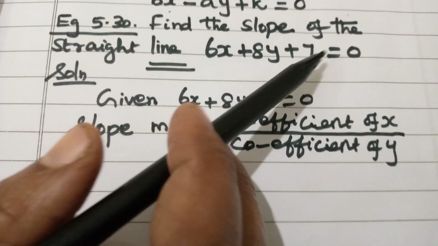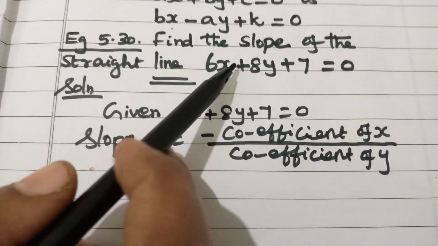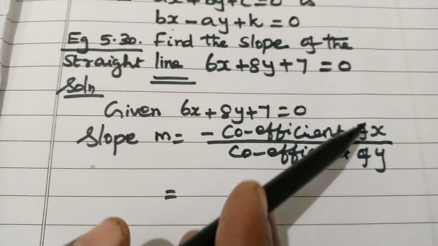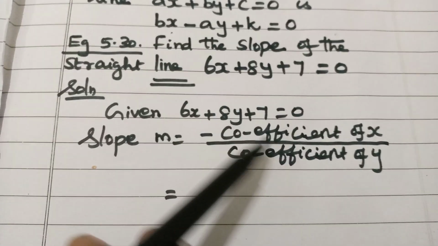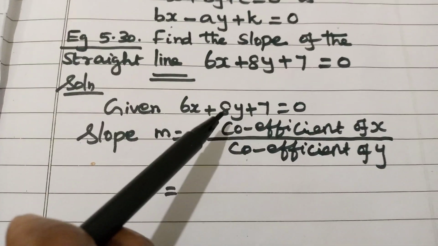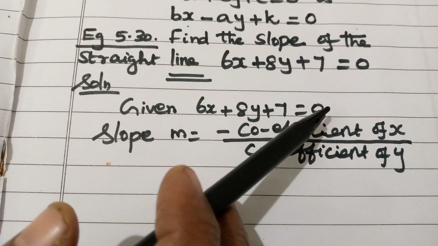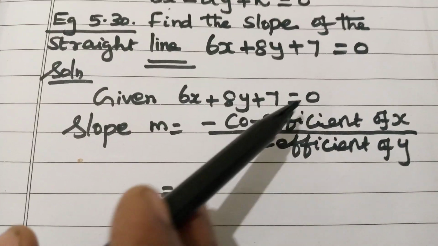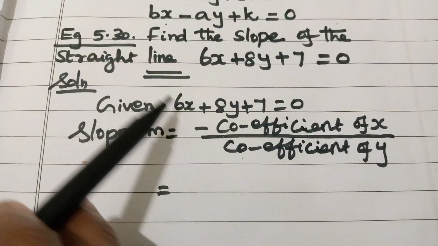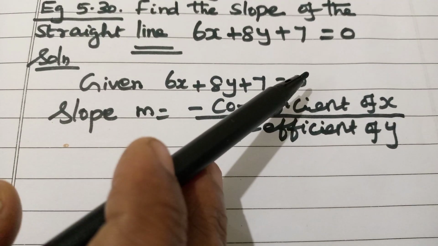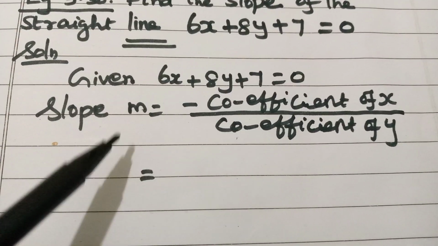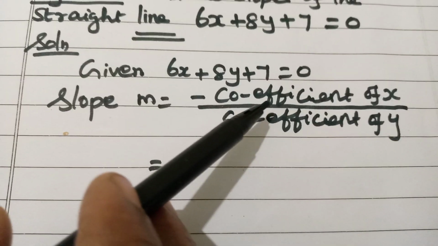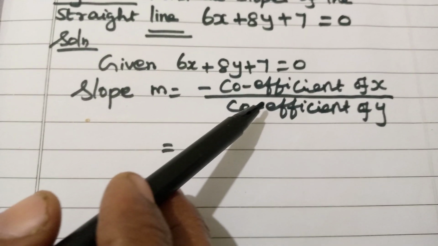So we know that if there is a line, the slope of the line is minus coefficient of x by coefficient of y. This formula only can be used. The given equation is in ax plus by plus c equal to 0 form. So, given 6x plus 8y plus 7 equal to 0. It is in ax plus by plus c equal to 0 form. So let's use this formula. Slope m is equal to minus coefficient of x by coefficient of y.